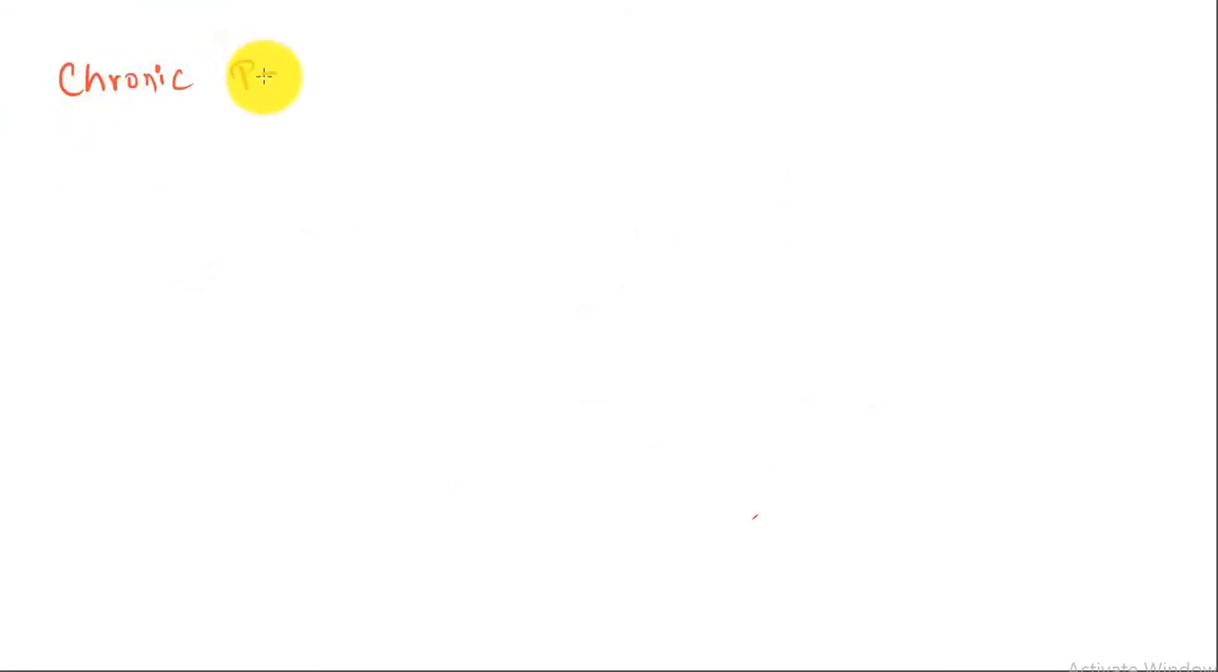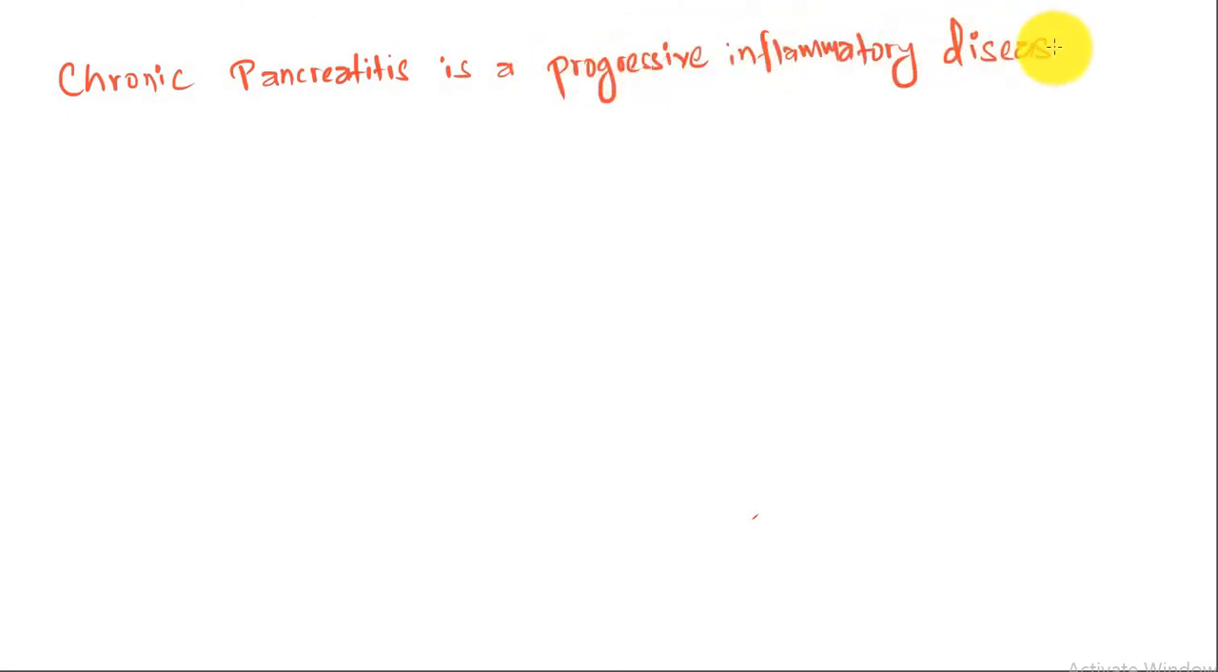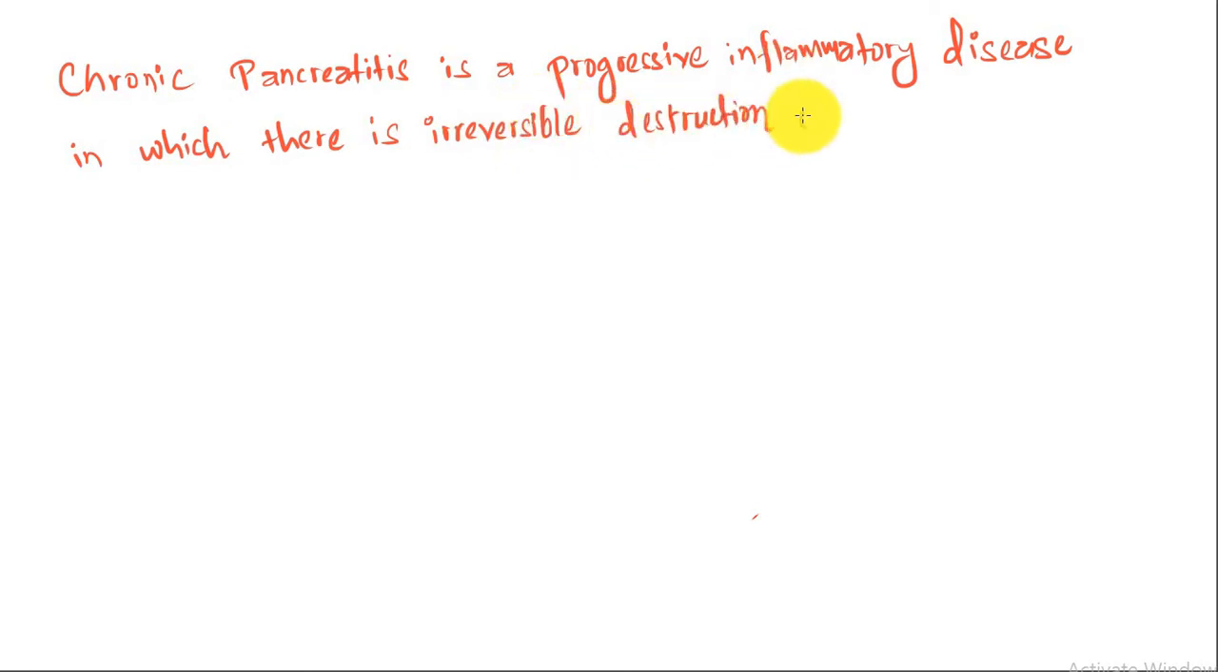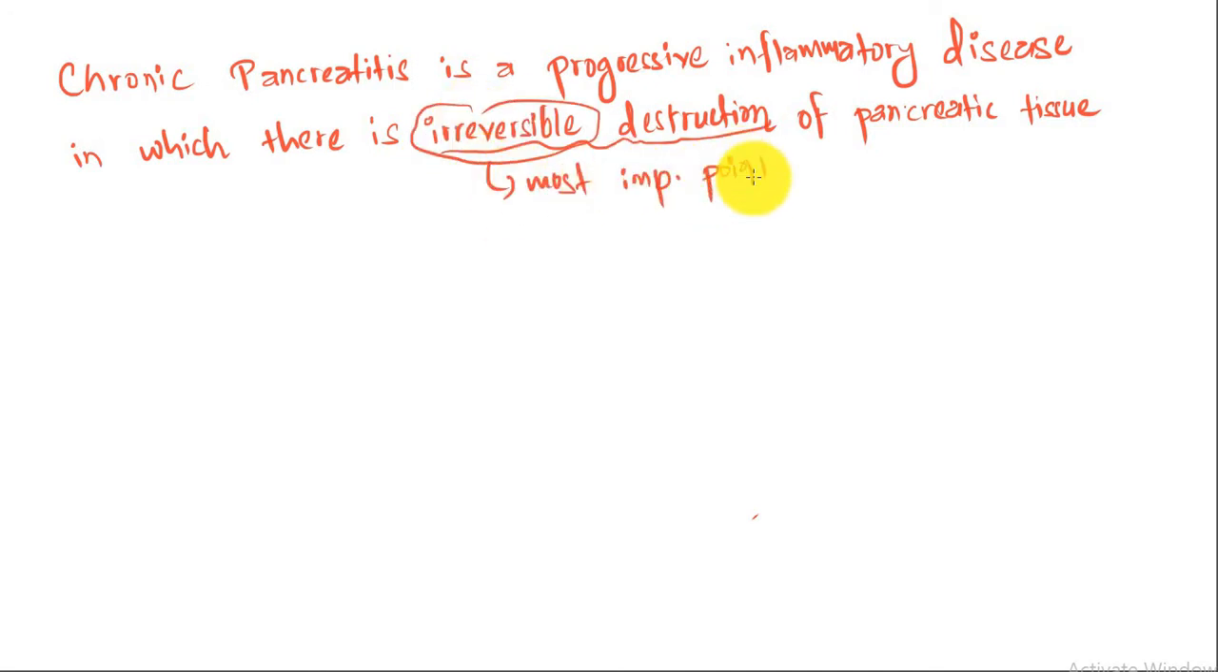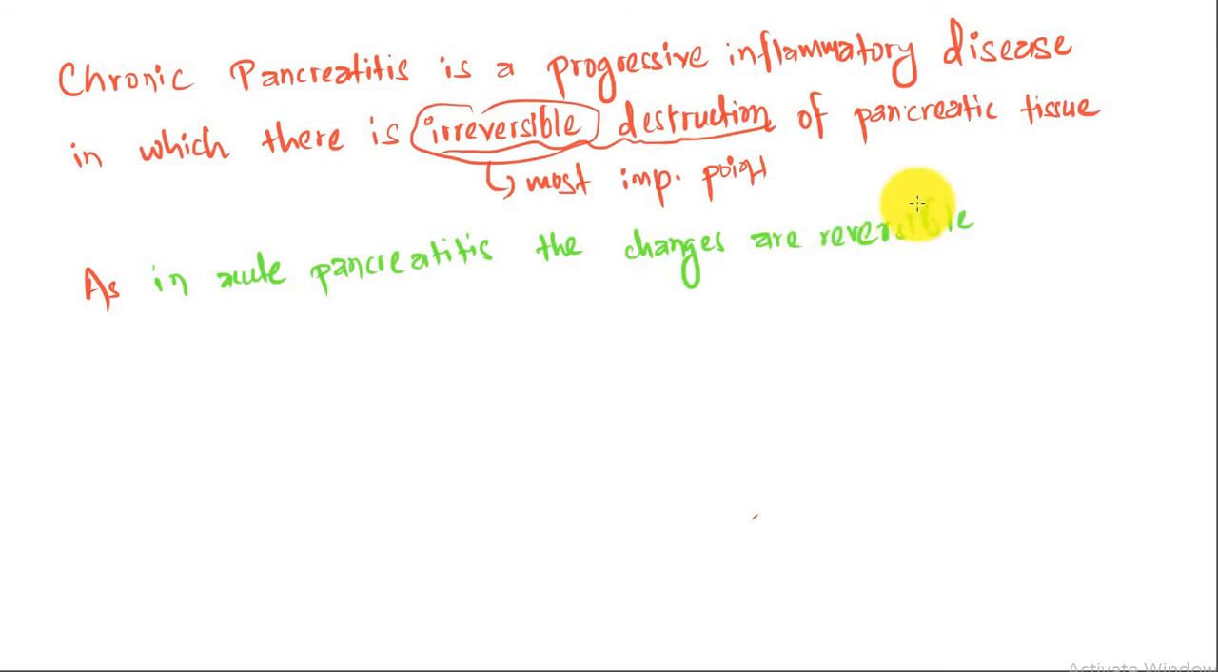So, chronic pancreatitis is a progressive inflammation in which there is irreversible destruction of pancreatic tissue. The most important point here is irreversible. In acute pancreatitis, the changes are reversible.